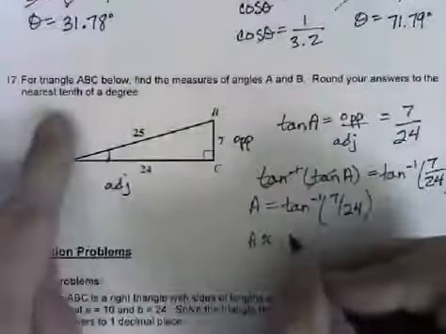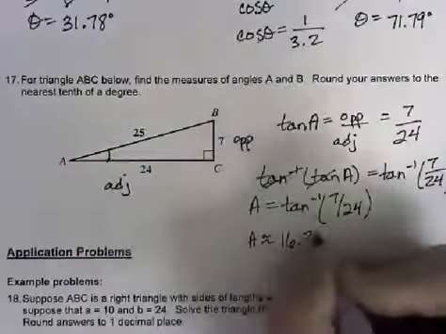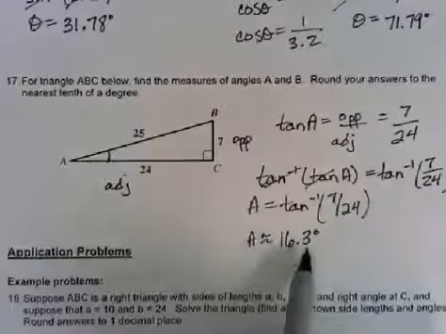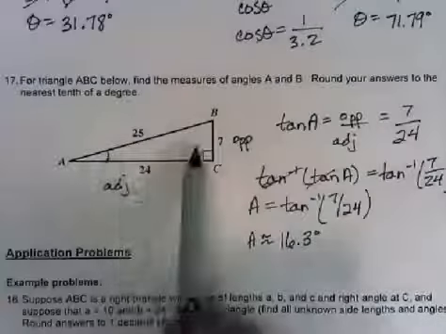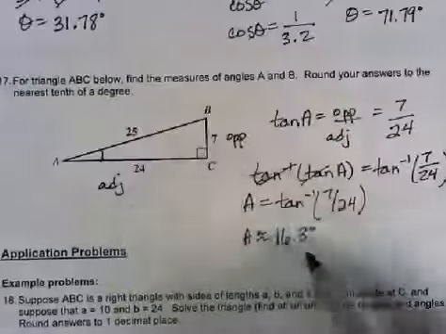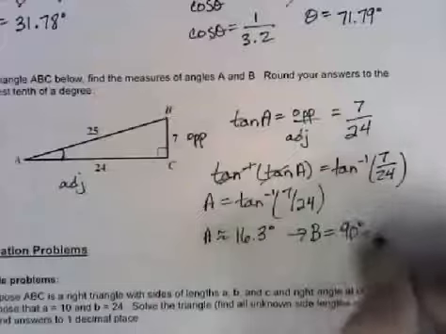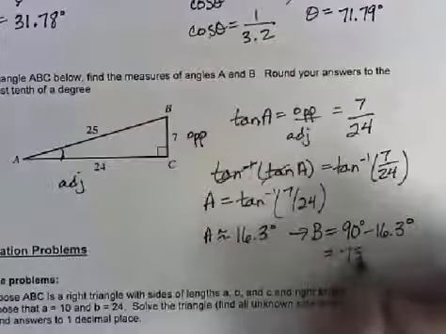So for angle A, we're rounding to the nearest tenth of a degree. That would be approximately 16.3 degrees. Now, if we wanted to find angle B the same way, we could do another trig ratio to find that. But we do have a right triangle. We've got two of the angles, so we can always find the third. So to find B, we can just take 90 degrees minus our 16.3, which would give us 73.7 degrees.